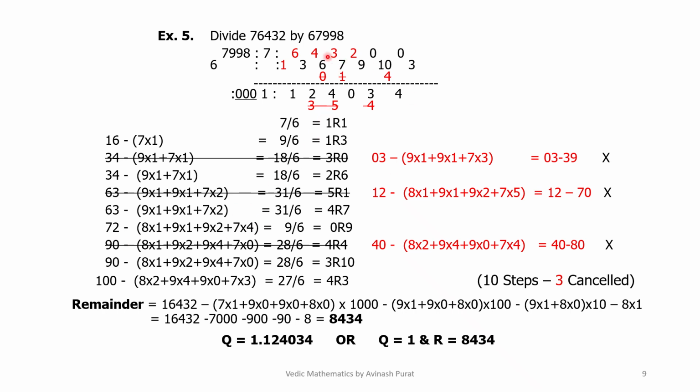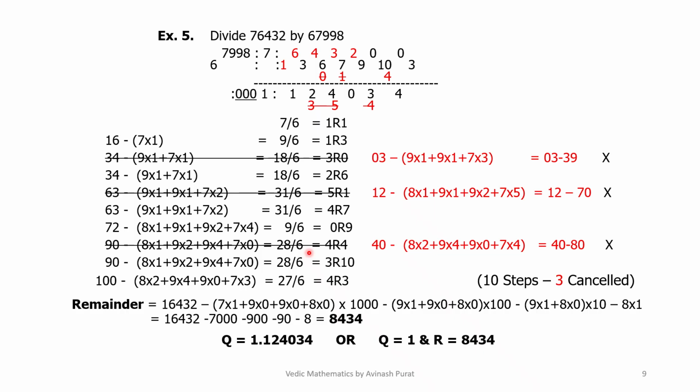Now 72 is next dividend, minus 8 into 1 plus 9 into 1 plus 9 into 2 plus 7 into 4 equal to 9 by 6. Here we take 0 as quotient and remainder 9. So 90 is dividend minus 8 into 1 plus 9 into 2 plus 9 into 4 plus 7 into 0, that is 28 divided by 6.